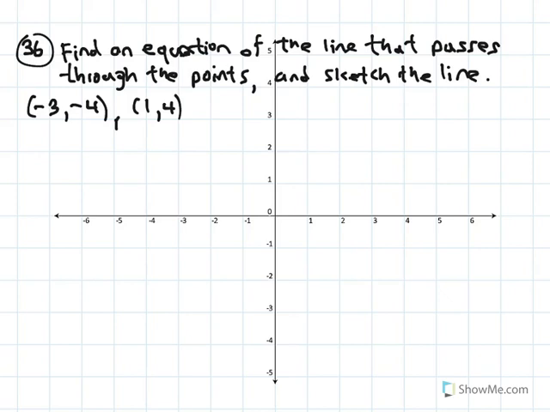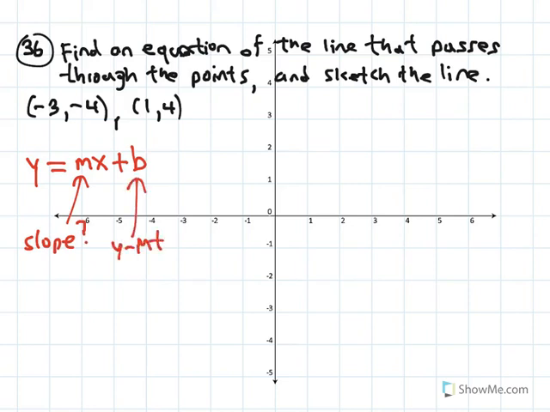Our first example is number 36. Find an equation of the line that passes through the given points and sketch the line. So we can begin by finding the slope of the line. We're going to go ahead and use the slope-intercept form, y is equal to mx plus b. So we need to find the slope, and we need to find the y-intercept. If we know these two parameters, we'll be able to write an equation for this line.